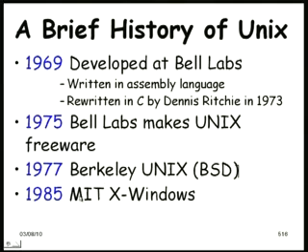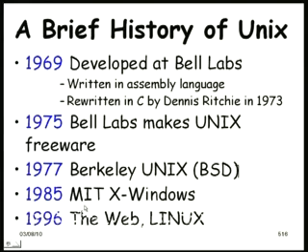And then in 1985 the X Windows was incorporated. So, all Unix distributions that you get now have X Windows in it. It is for the graphical interface. And then the web support, and then Linux appeared in 1996.